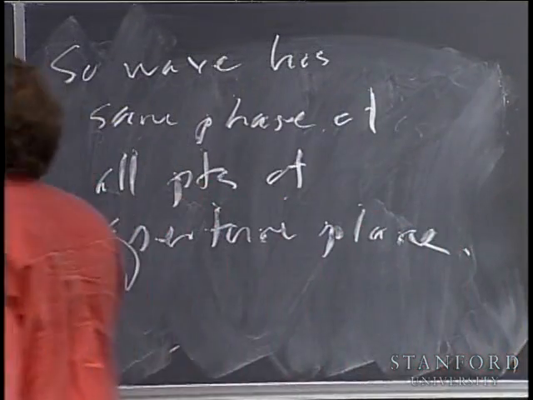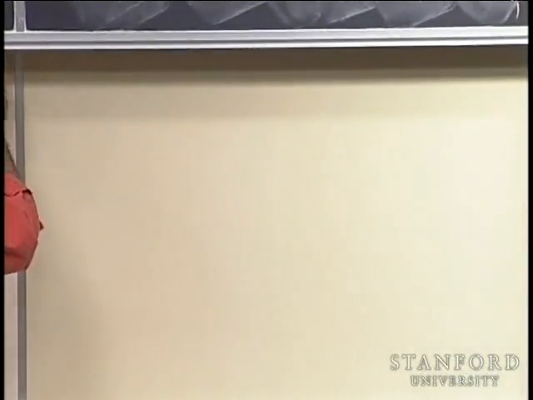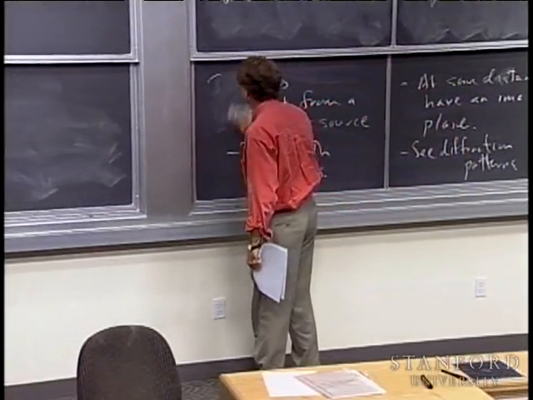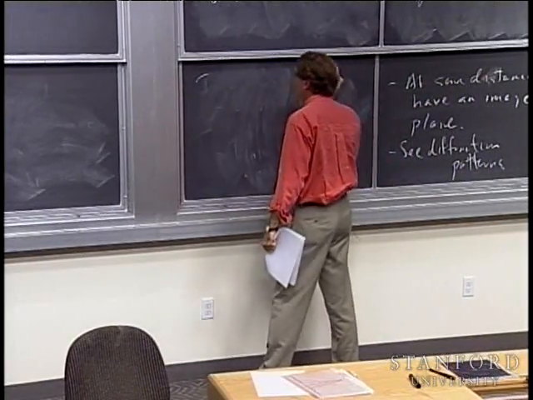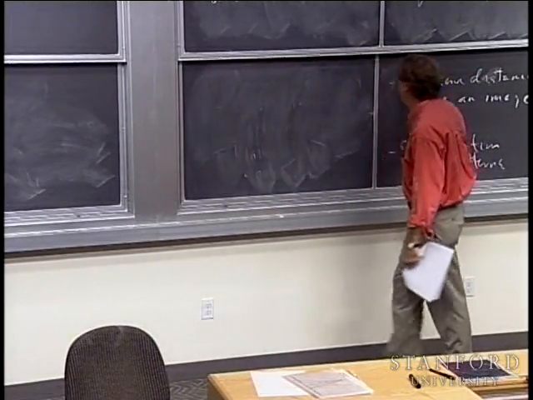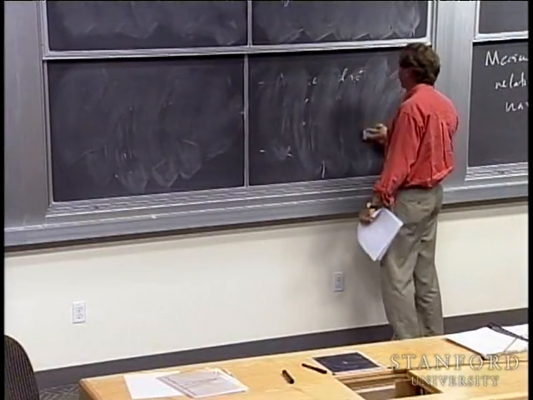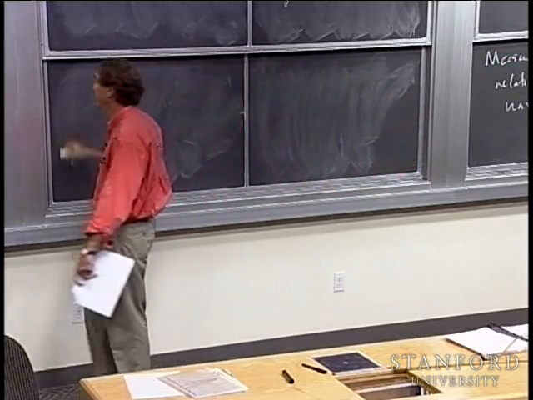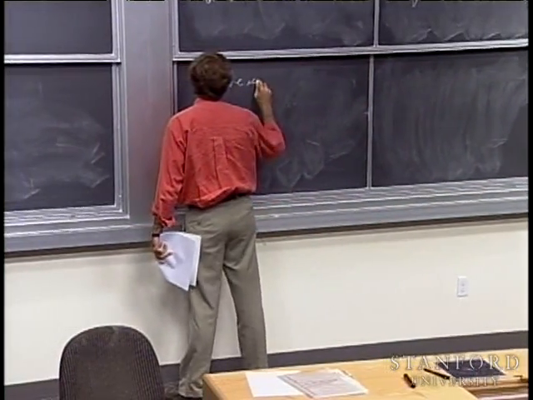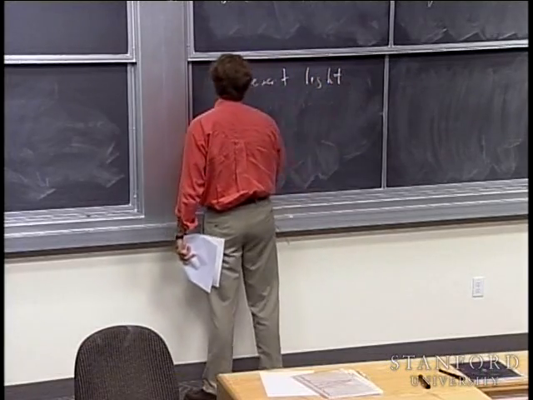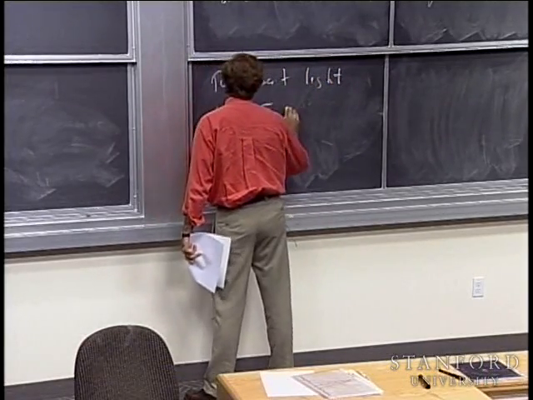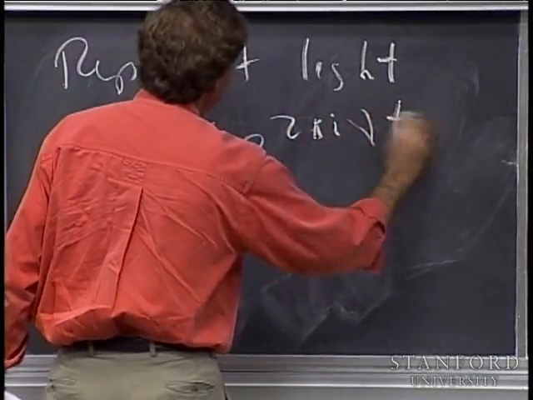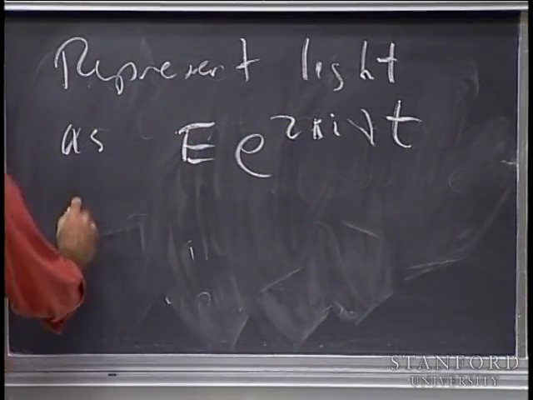And furthermore, we're going to represent the electric field. Now, this is a second simplifying assumption. We're going to represent the light by a time oscillating electric field, and we're going to use complex exponentials for that. So you represent the light as, say, E times e to the 2 pi i nu t. E is for the electric field magnitude. So E is the strength of the field.